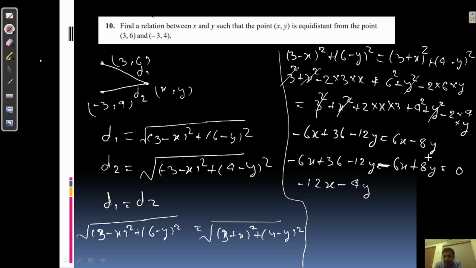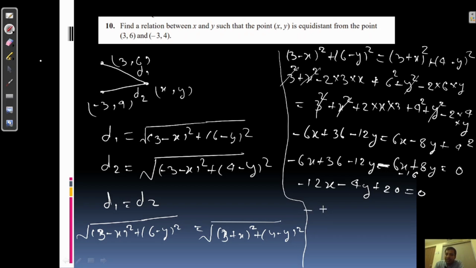Is there any other number? Only 36. 4 square should be there. No, I forgot. Look, 6 square was there, but I forgot to write that 4 square here. So 4 square was there. That 4 square will come here with a minus, so it will be minus 16. Let me write it here. 36 minus 16 is plus 20.